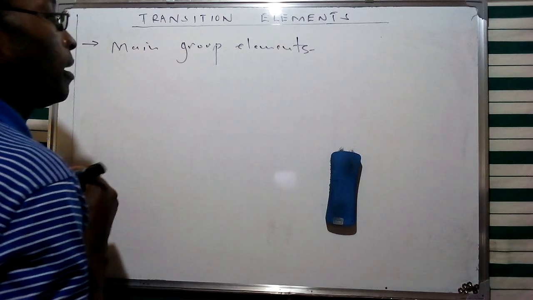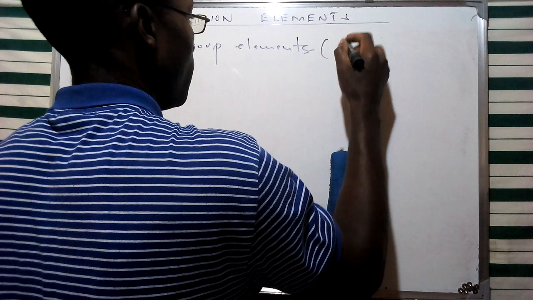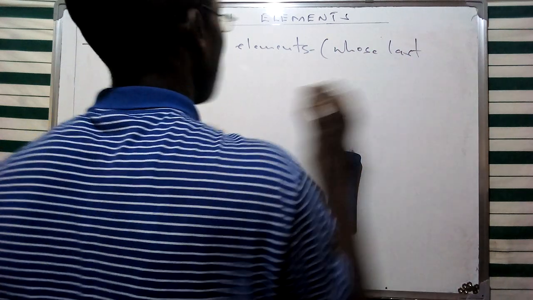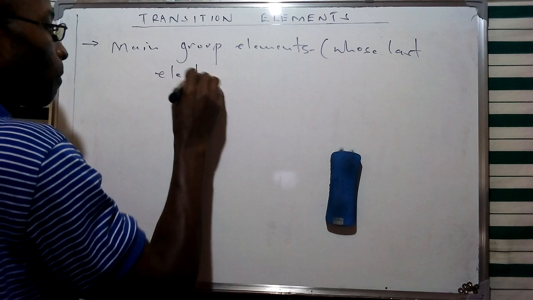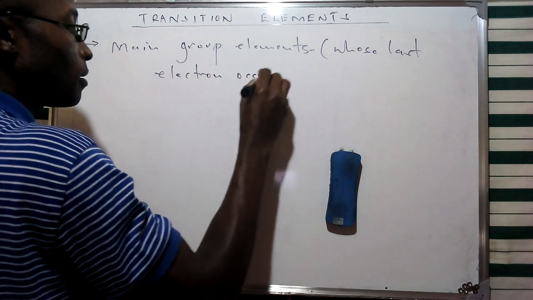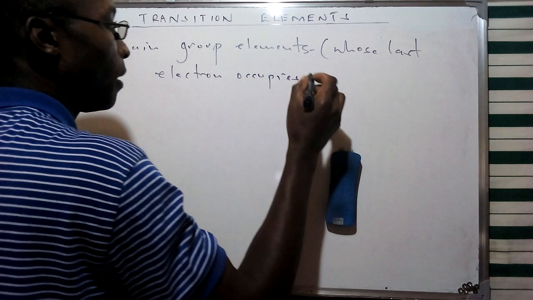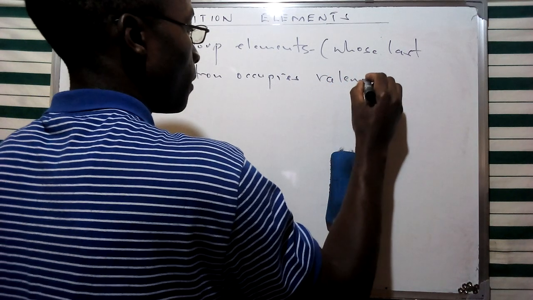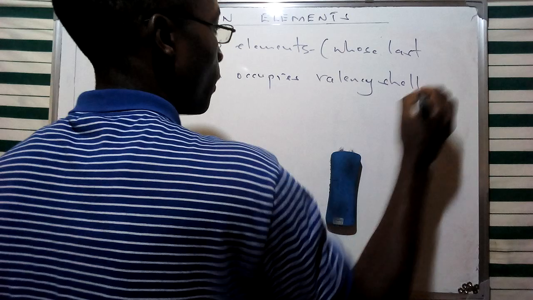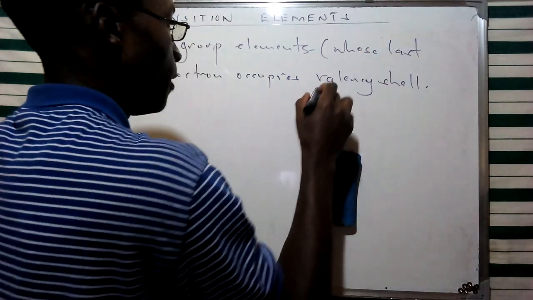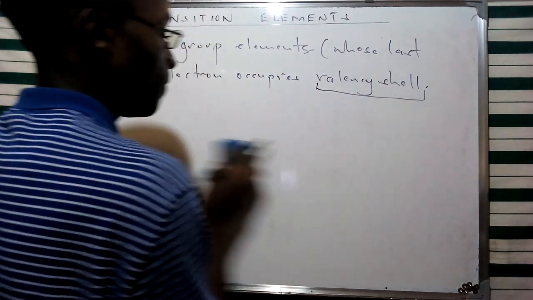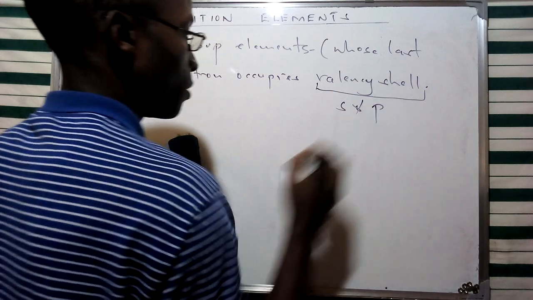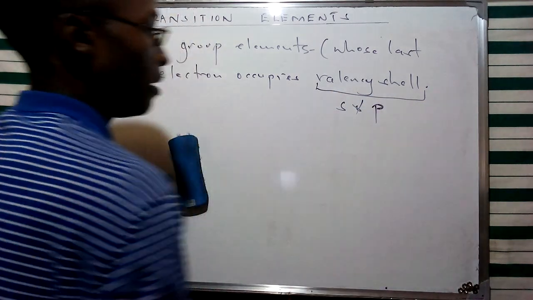And these, of course, are elements whose last electron occupies a valence shell. So in this case, I've defined basically the concept of a valence shell. These are shells which are constituting the S and the P orbitals, which are going to constitute this last electron.